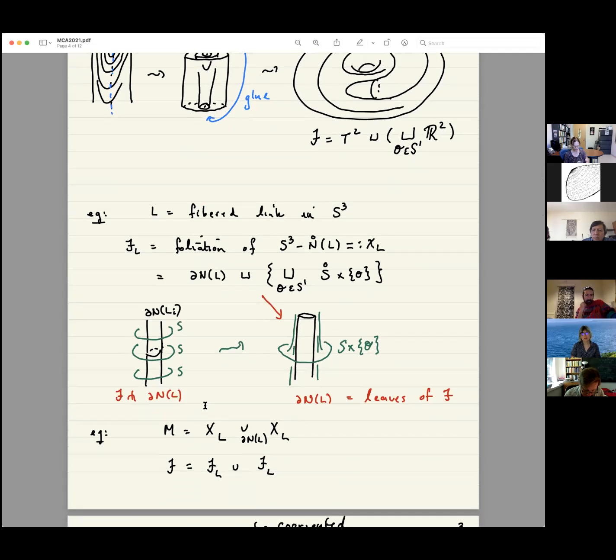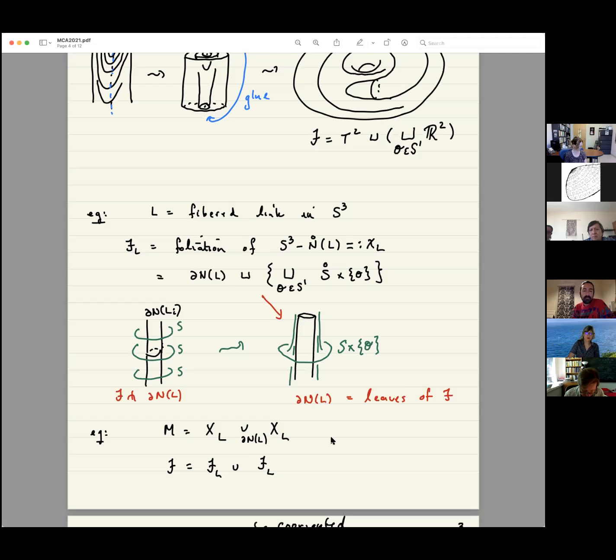And then more generally, we can play this spiraling game. Let's just start with your favorite fibered link in S3, say. You can take the foliation by the fibers. The fibers are going to meet the boundary of the neighborhood of the link transversely. But again, you can just instead modify your foliation so that the boundary of the neighborhood of the link lies as a leaf. And those fibers become non-compact leaves that spiral around each of the boundary components. And here's a schematic picture of this.